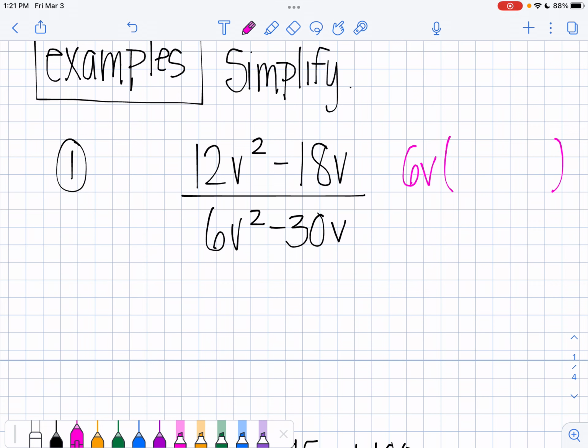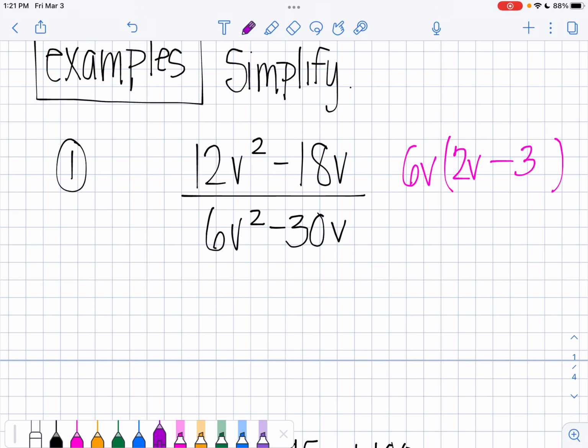So this is like your backwards distributive property. So you're asking yourself, 6v times how much is equal to 12v? So 6 times 2 is 12, and v times v is v squared. Okay? Then you're going to ask yourself, if I take out a 6v from the second term here, 6v times how much is 18v? Well, 6 times 3 is 18, and v times nothing is just v. So this simplifies to 2v minus 3 inside the parentheses.